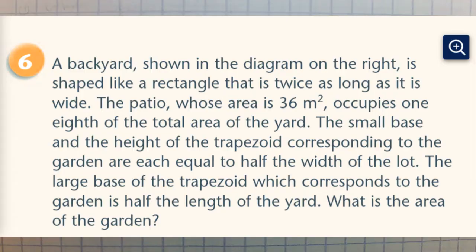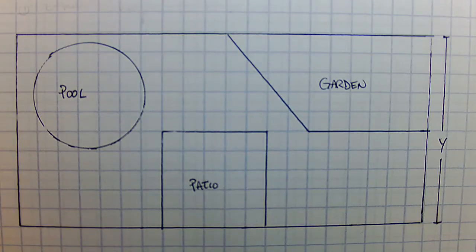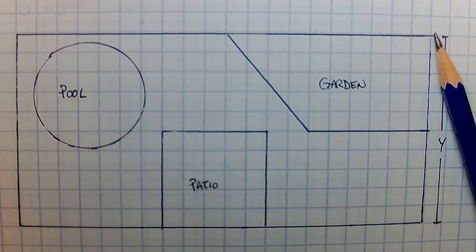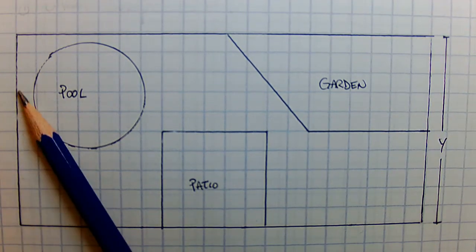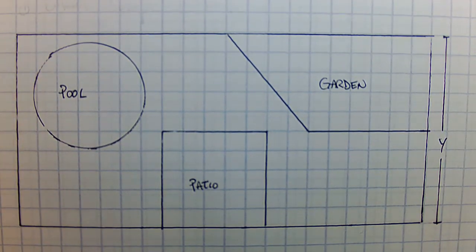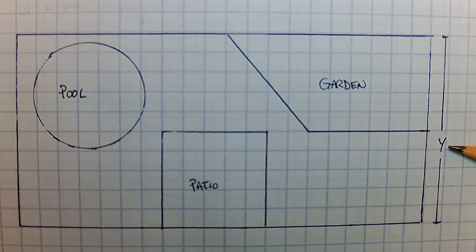There's a whole lot of information given to us in those sentences that we can actually translate and mark on this diagram. Let's start with the first sentence. A backyard, shown in the diagram, is shaped like a rectangle that is twice as long as it is wide. So in this case, we're talking about the overall shape of this rectangle. That represents the backyard. The question tells us that this dimension of the backyard is represented by the letter Y.